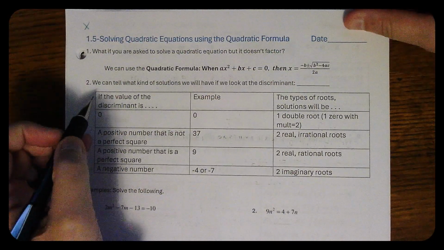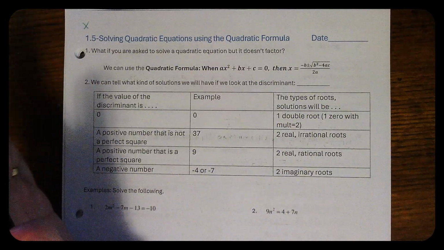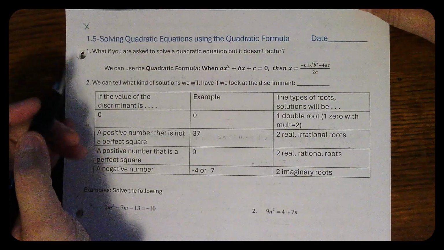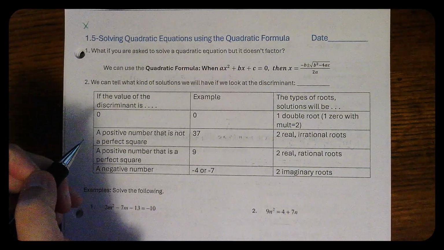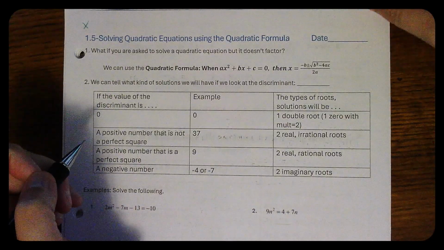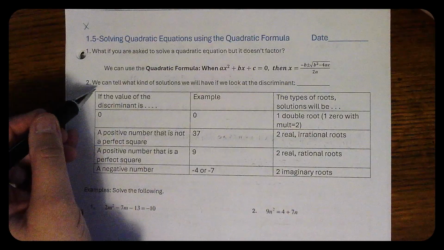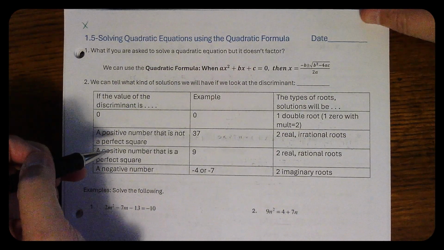Right? So we have learned about complex numbers. We know that you can have imaginary numbers. So now we're moving into a possibility of having solutions that aren't real. Instead of saying no solution, we can give you some non-real solutions. All right, so this leads us to being able to tell what kind of solutions we're going to have if we look at the discriminant.